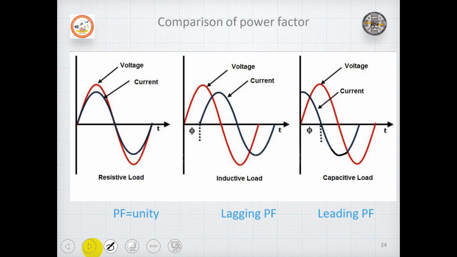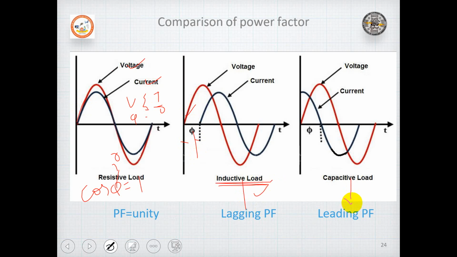So, benefits of improving this power factor. Before that, let us see the comparison of power factor here. If you take a resistive load, voltage and current are both in phase, so cos phi is 1, because phi is 0 here. It is starting at the same point, there is no difference. But if you observe the inductive load, current is lagging the voltage by an angle phi. So the inductive load has a lagging power factor.